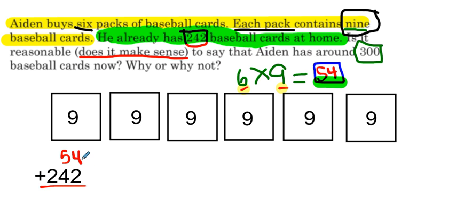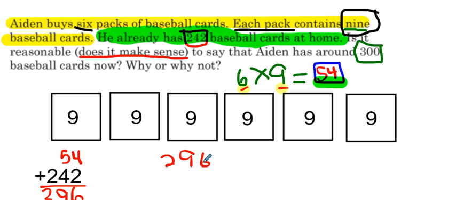4 plus 2 is what? 6. 5 plus 4 is 9. And then there's nothing here, but there's a 2. 296. So we know that Aiden has 296 cards in total right now.